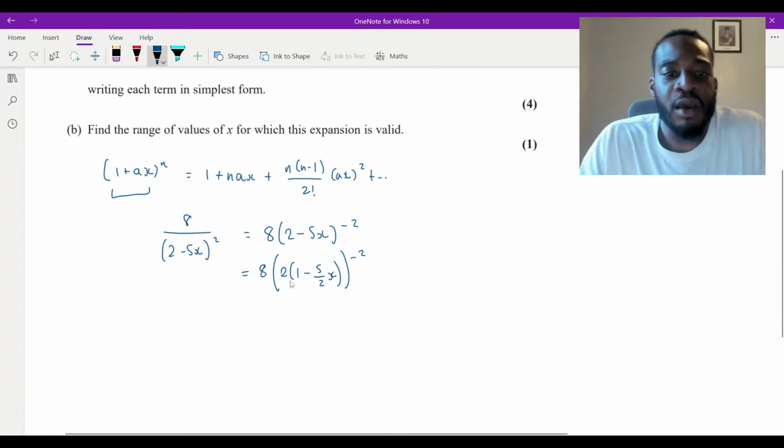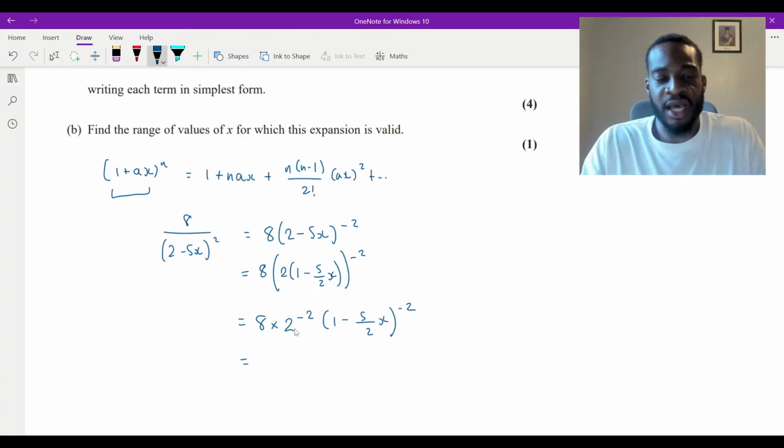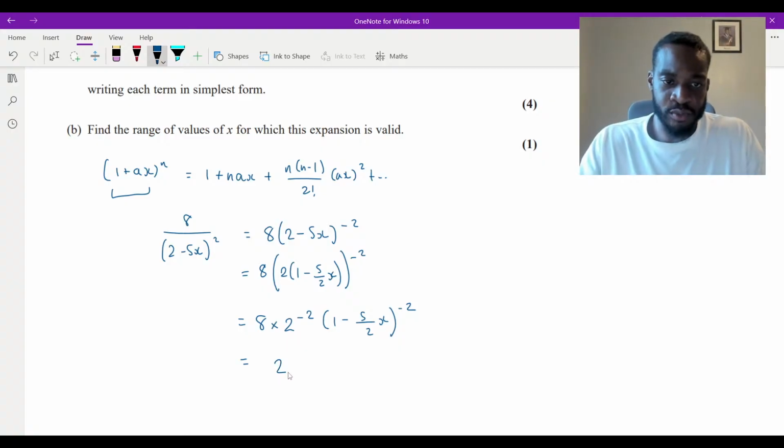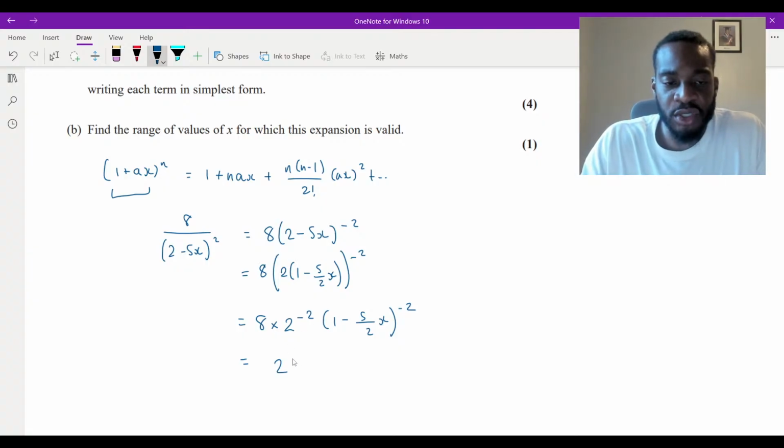And then from here, if I have a product and I've got a power, then we can just split it like this. It becomes 2 to the minus 2 and then times 1 minus 5 over 2 x to the minus 2. Like that. And then what's that? That's 2, no? Because, sorry, yeah, that's definitely 2. 8 times 2 to the minus 2 is 2. Put it in your calculator like that. And then you get that there, right?